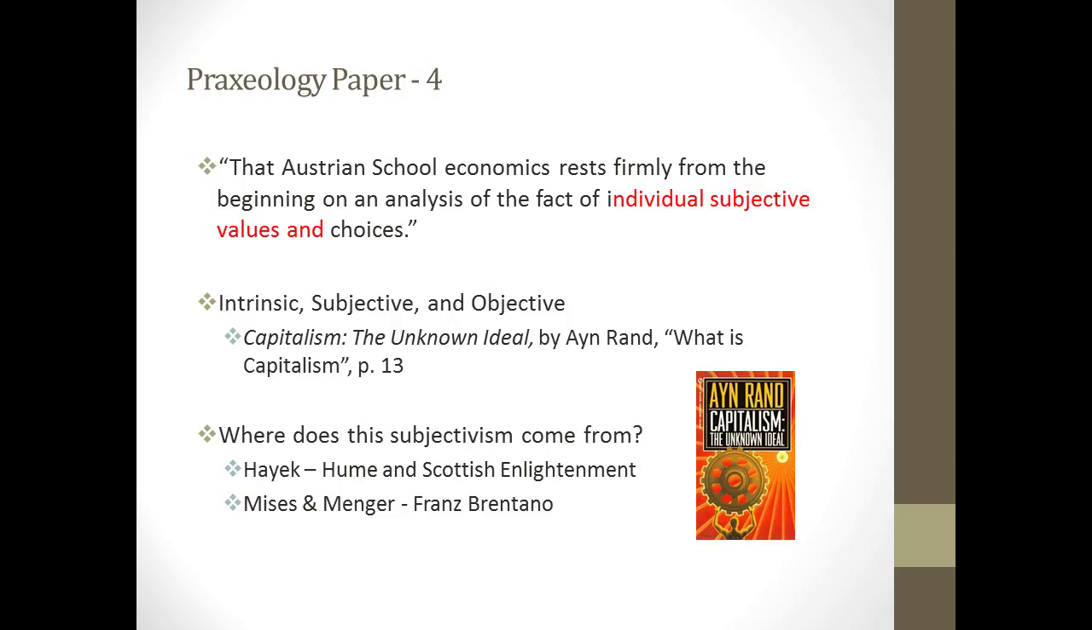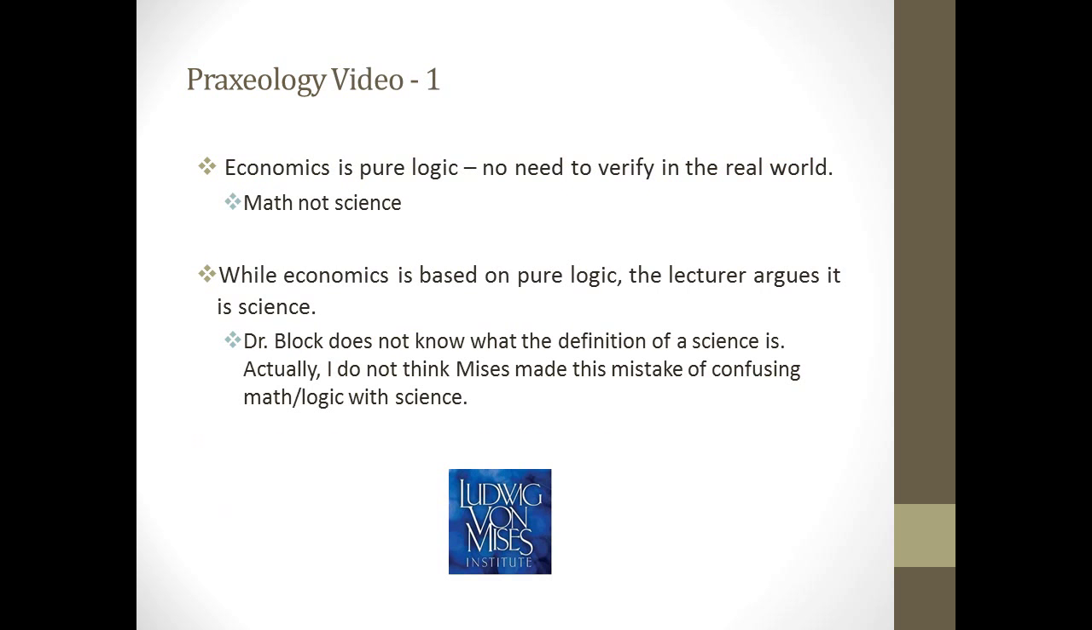So where does this subjectivism come from in Austrian economics? Well, in the Hayek branch, it comes from Hume and the Scottish Enlightenment. The whole Scottish Enlightenment was based around the idea that ethics is based on emotions. And these emotions are subjective. They're not objective. They're not based in reality. And you can't evaluate them. They are what they are. And from the Mises Menger side of Austrian economics, they come from Franz Brentano. And he also said that ethics is based on emotion.